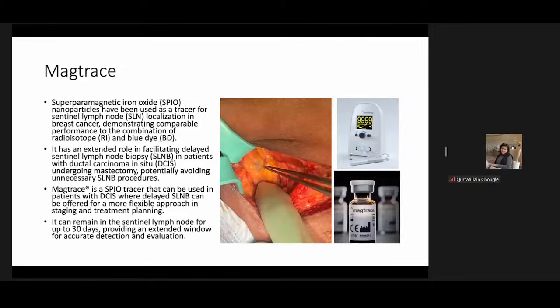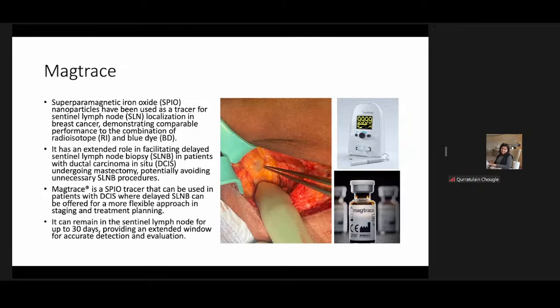Coming to the MAC trace. So MAC trace is a superparamagnetic iron oxide nanoparticle tracer, which is used for sentinel lymph node localization in breast cancer patients and demonstrates comparable performance to a combination of radioisotope and blue dye. It has an extended role in facilitating delayed sentinel lymph node biopsy in patients with DCIS undergoing a mastectomy, potentially avoiding unnecessary SLNBs. And it can remain in the sentinel lymph node for up to 30 days, providing an extended window for accurate detection and evaluation. As you can see, it comes in a tiny brown bottle, and you have to inject it.